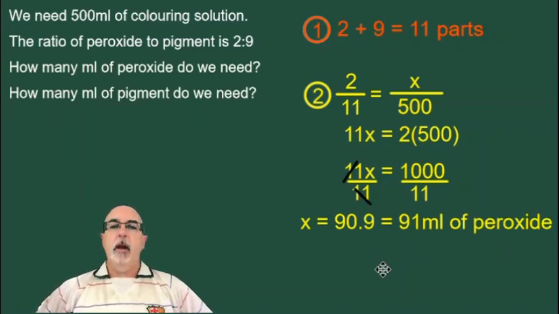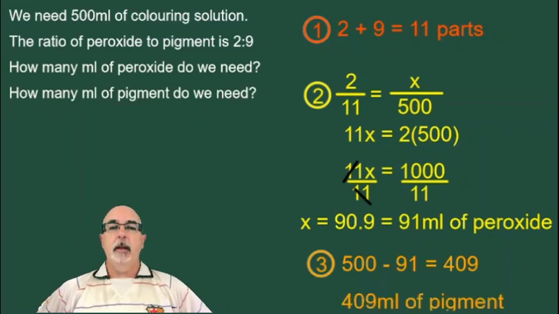We subtract the 91 milliliters of peroxide from the total of 500 milliliters, and we get 409 milliliters of pigment.